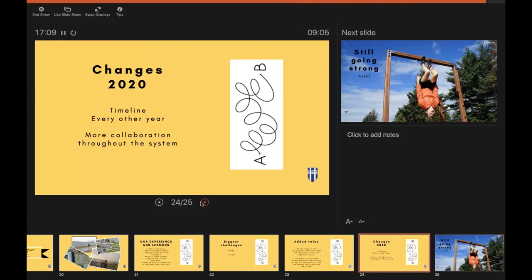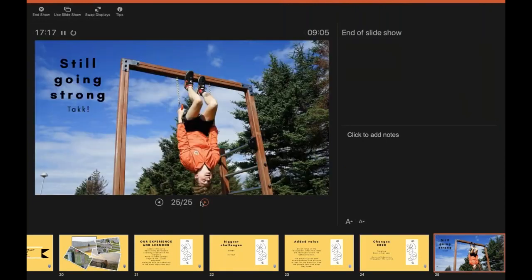But we have made the changes to the timeline, and we are collaborating more with the districts. So we are very positive on the future, and we are still going strong. So that concludes my presentation.